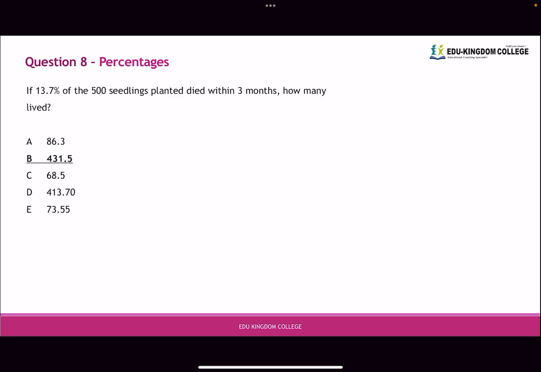Question 8 is a percentages question. 13.7% of the 500 seedlings died. So how many lived? It's going to be 86.3%. Okay, now if we had 1,000 seedlings, 863 seedlings would have survived, but we have half of that, so half of them are going to survive. So half of 863 is 431.5, which is part B.